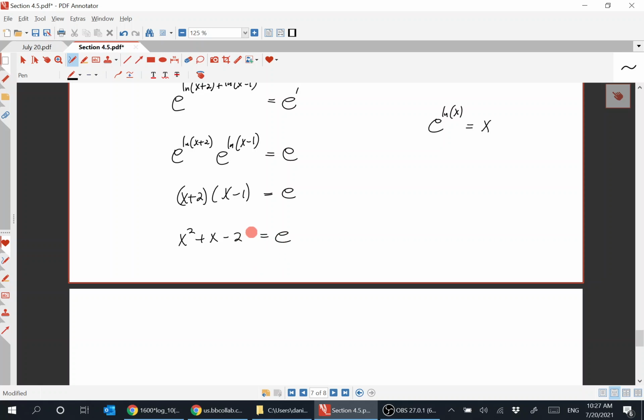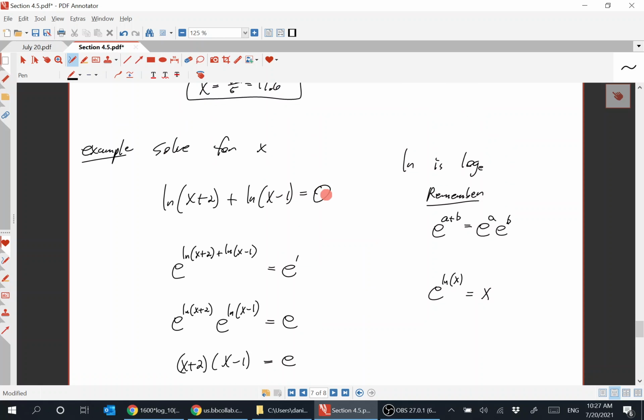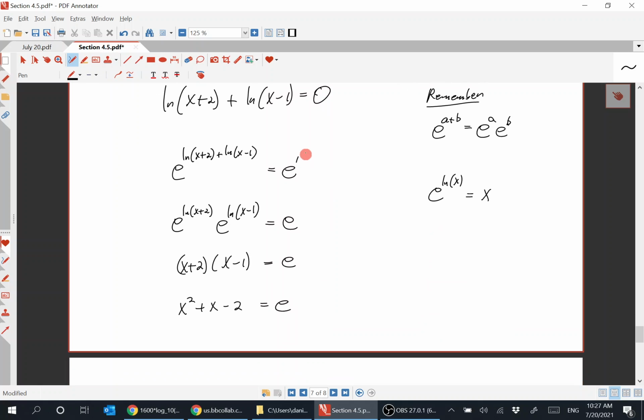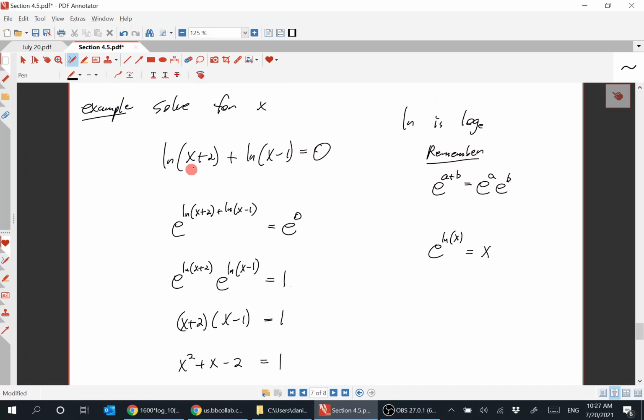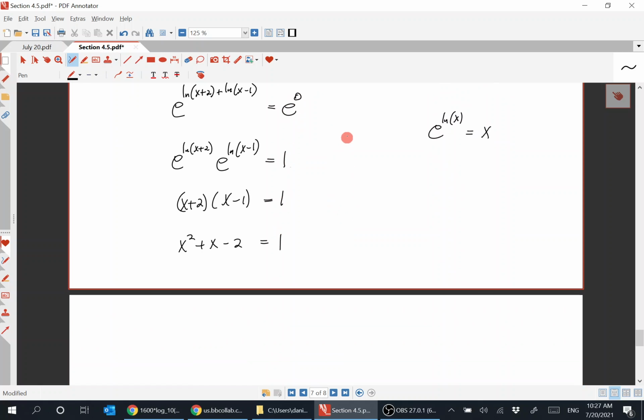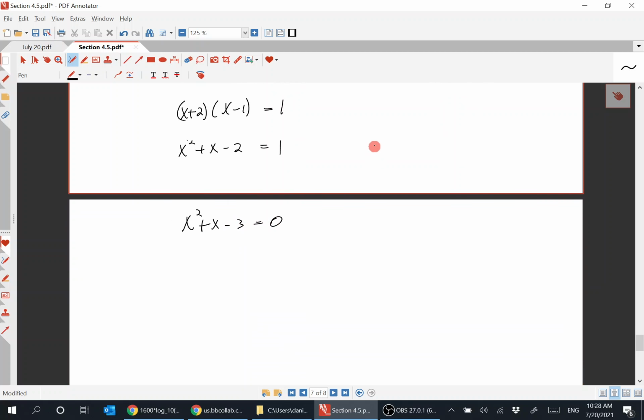So I'm going to move the e, well, let's not do that. How about, what if we put a 0 here? This is e to the 0, and e to the 0 is 1. Remember, a to the 0, whatever the a is, that's always 1. All right, so natural log x plus 2 plus natural log x minus 1 equals 0. So you apply the exponential to each side, you get e to the 0 here, but that's 1. This is a quadratic equation, but you have to have it set equal to 0. So this becomes x squared plus x minus 3 equals 0.